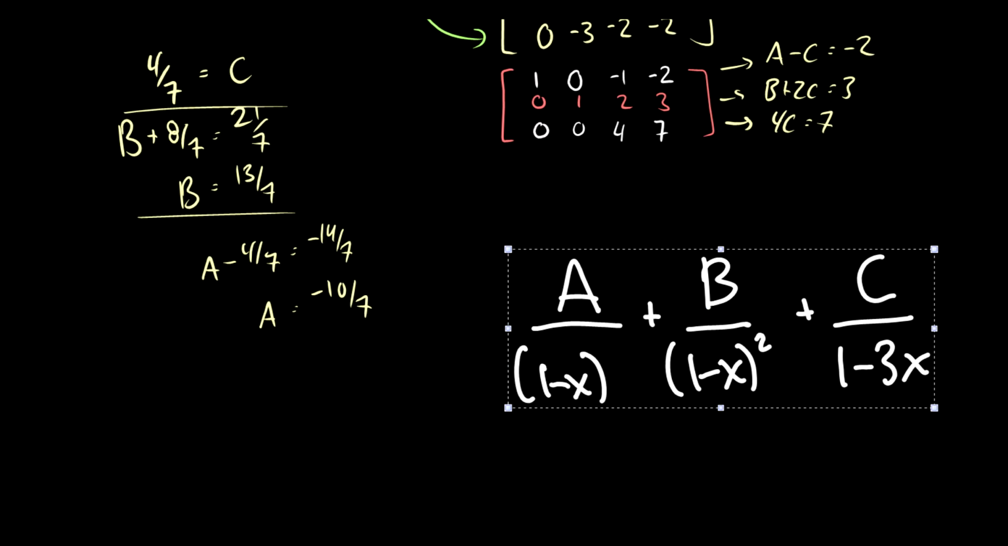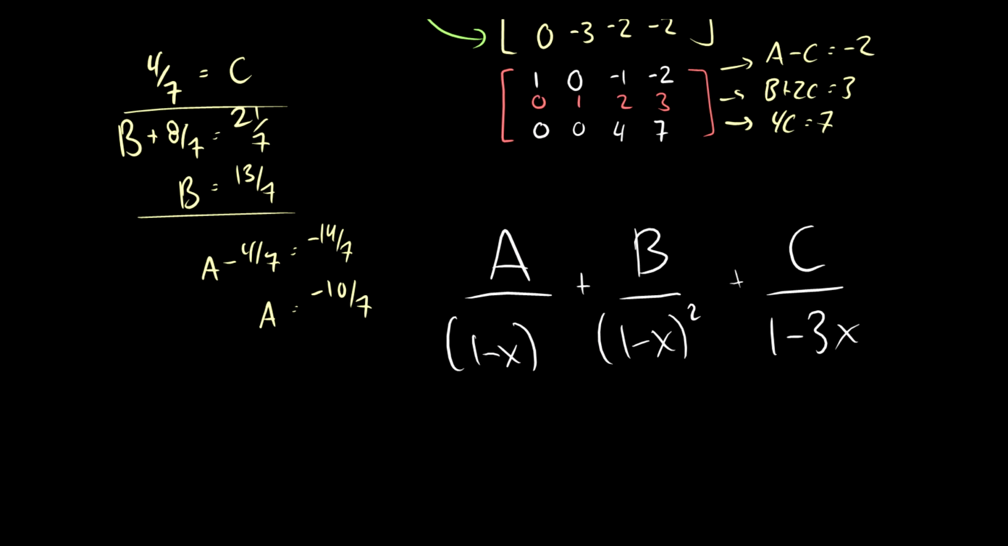Okay, I'm even going to make it bigger because I can do that. So a becomes negative 10/7. B becomes 13 over 7. And C is going to be 4 over 7.